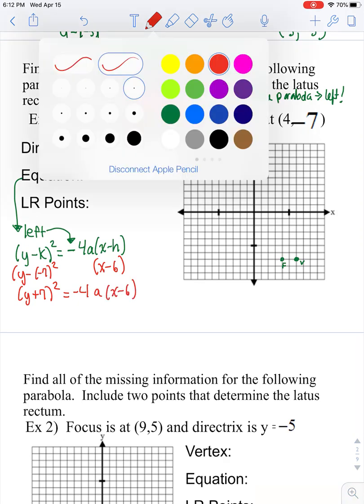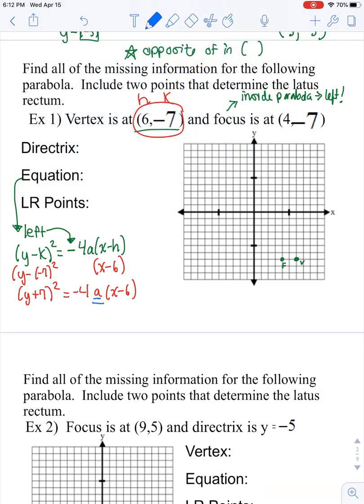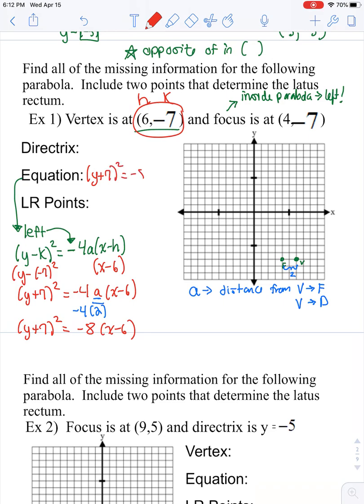The last thing that we need to write the equation is the a value. Remember that the a value is the distance from the vertex to the focus and also the vertex to the directrix. So if we look back at our diagram, we can see that this distance is 2, meaning that our a value is 2. Our final equation then is (y plus 7) squared equals negative 8 times (x minus 6). And I'm going to bring that equation up here.